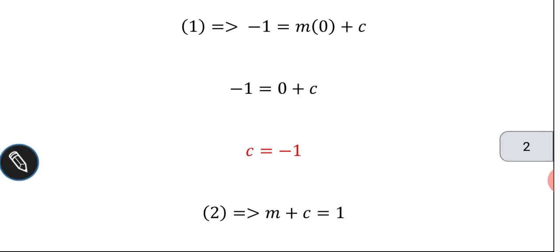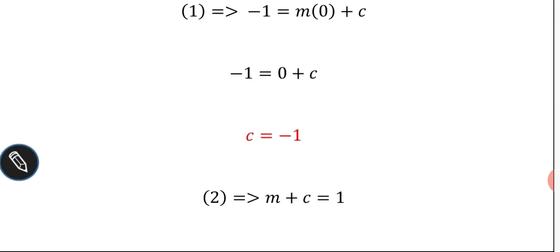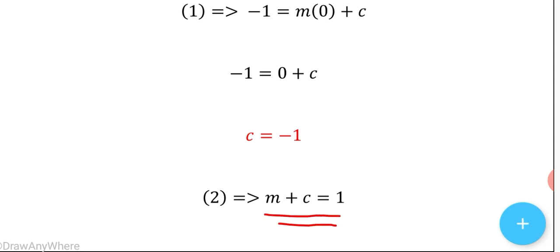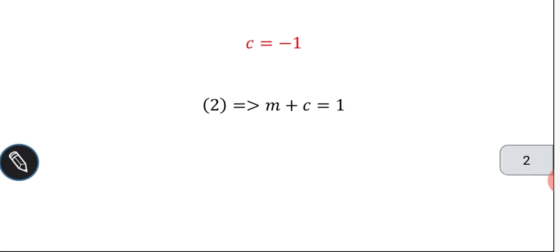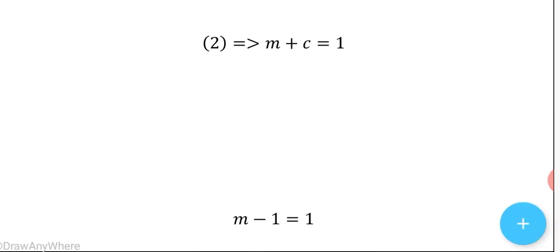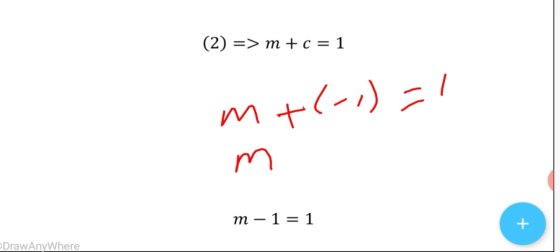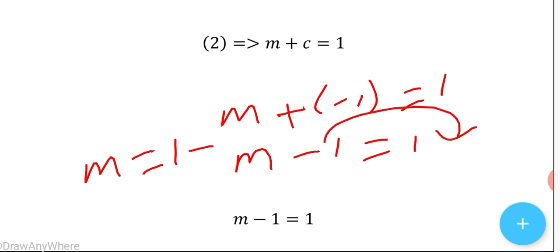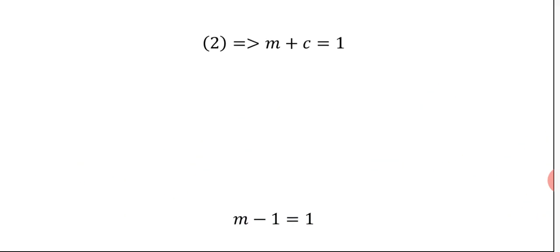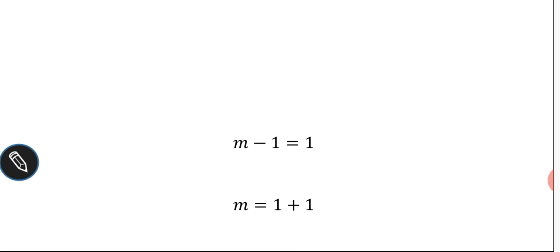Put c equal to minus 1 in equation 2. Equation 2 is m plus c equal to 1. The value of c is minus 1, so m plus minus 1 equal to 1, that is m minus 1 equal to 1. This minus 1 goes to the other side, so m equal to 1 plus 1, which is 2.